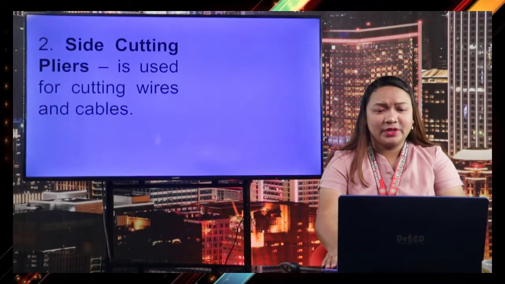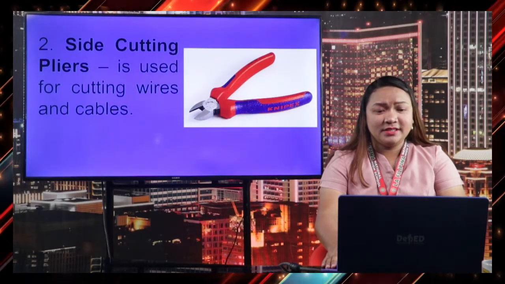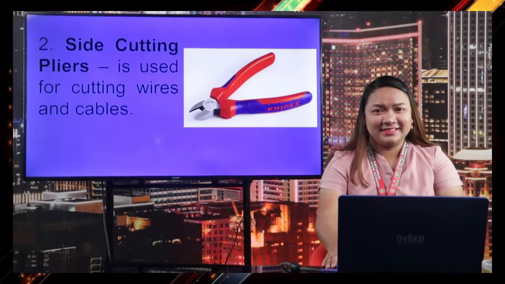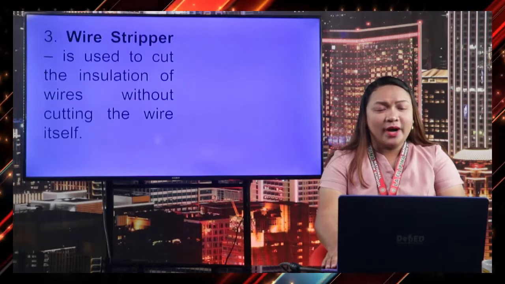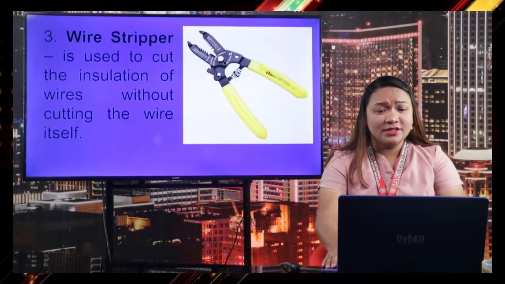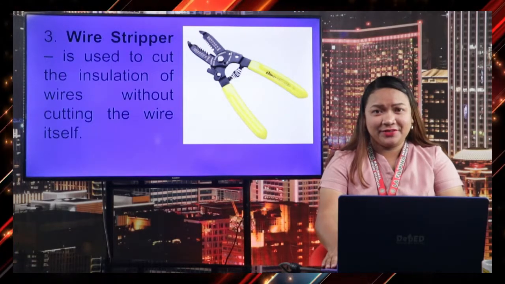Next type, we have side cutting pliers. Side cutting pliers are used for cutting wires and cables. Next, we have number 3, the wire stripper. The wire stripper is used to cut the insulation of wires without cutting the wire itself.